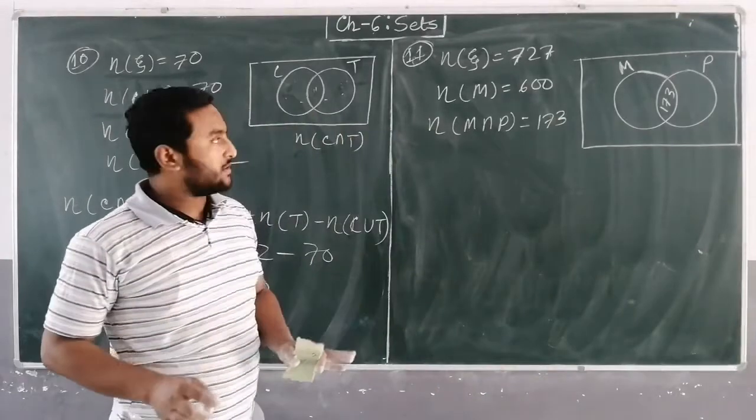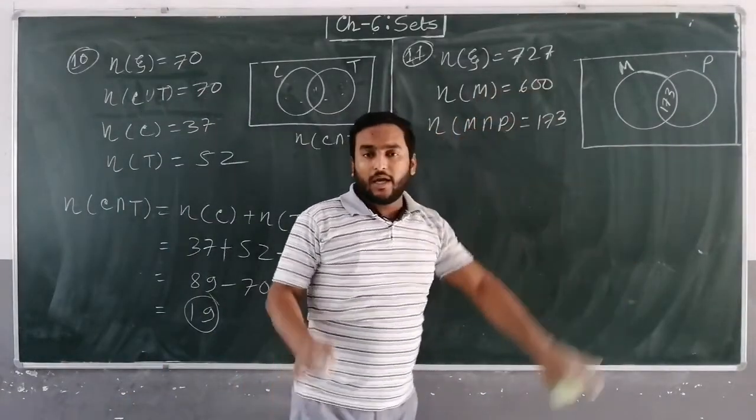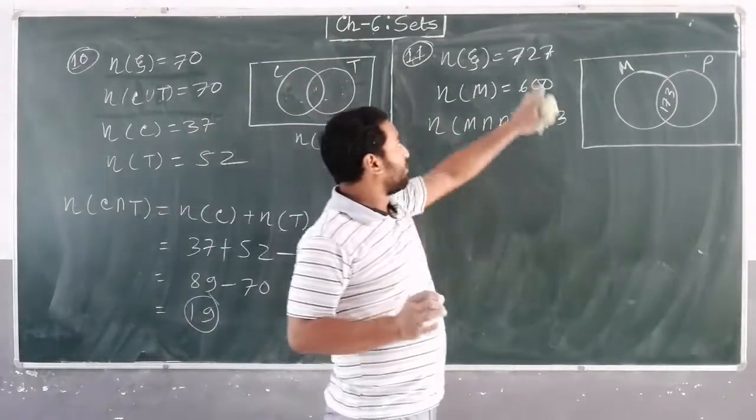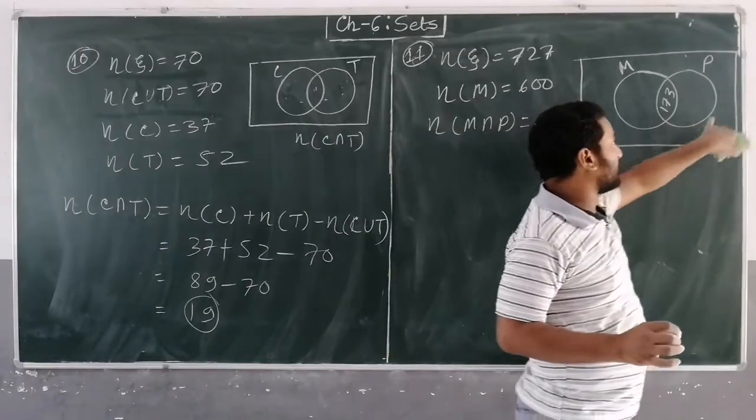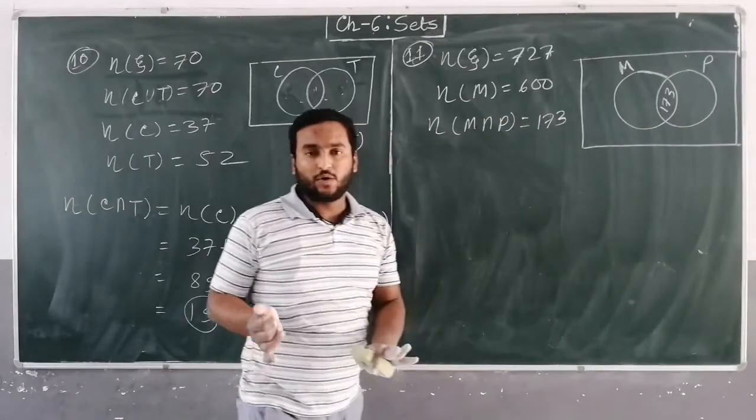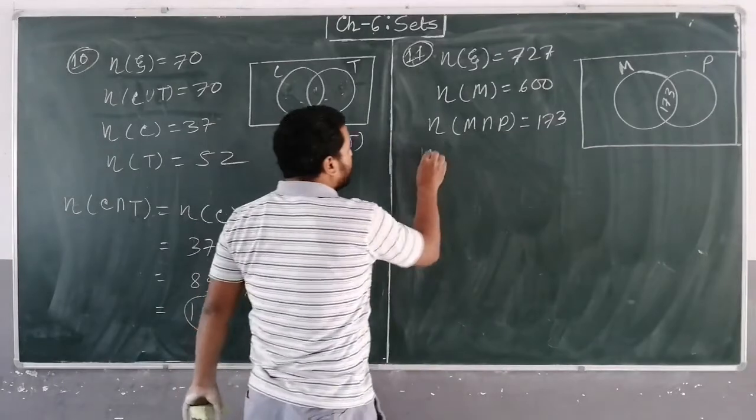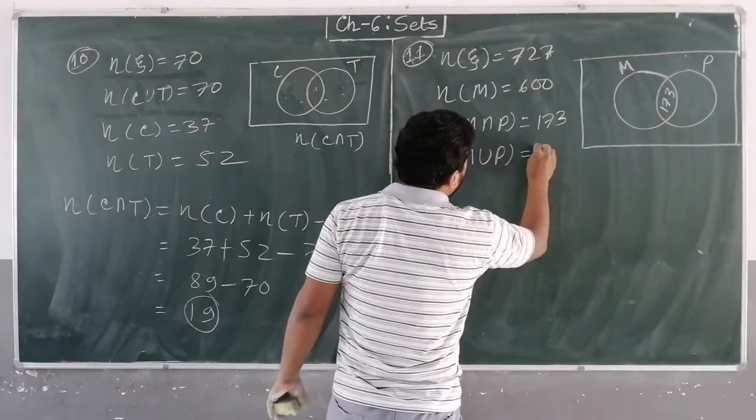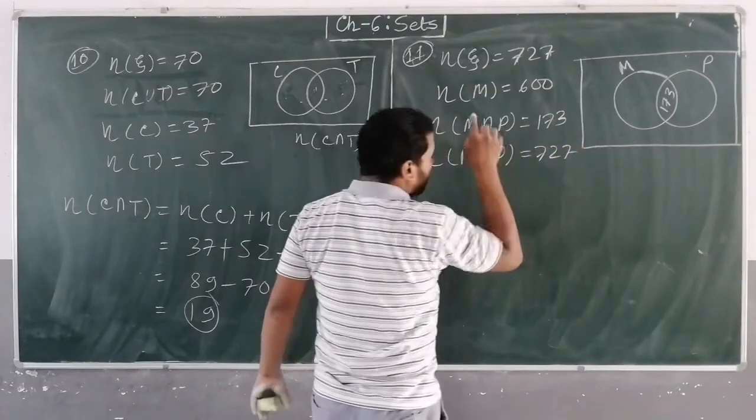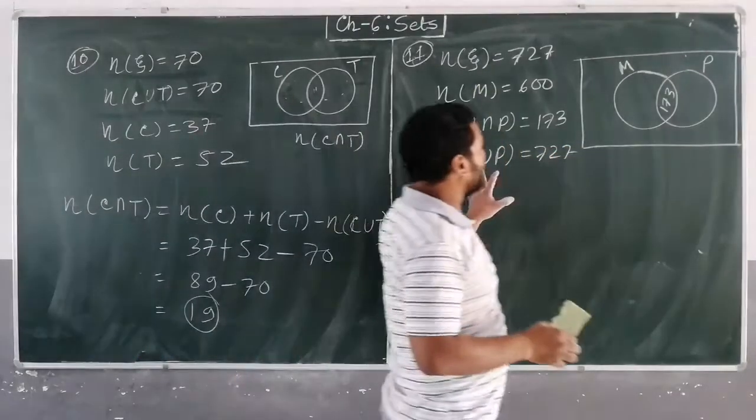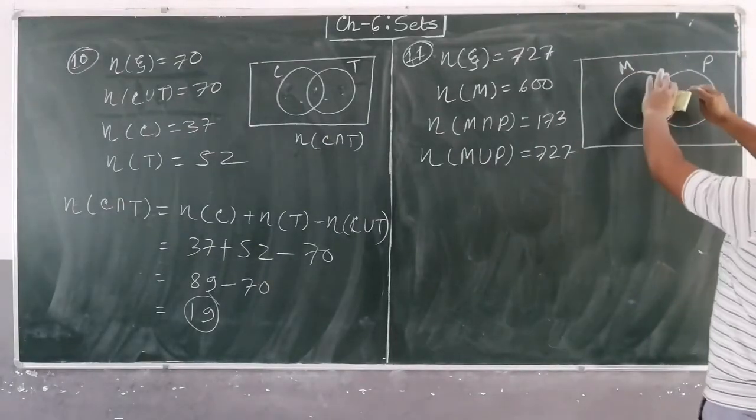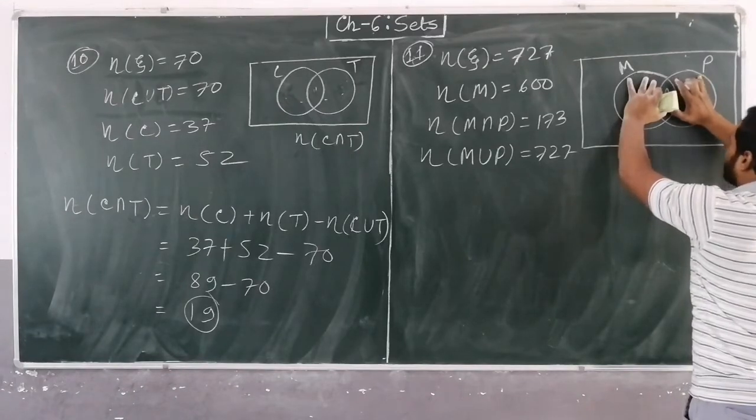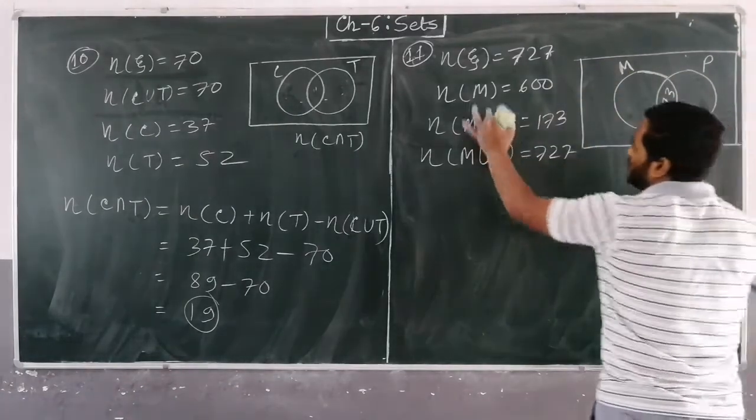And the total number of students is 727. Each student has taken at least one subject. No student is outside physics and mathematics. That's why the cardinality of M union P will be equal to 727. These two will be equal because the union is equal to the universal set, because outside the sets mathematics and physics, there is no student.